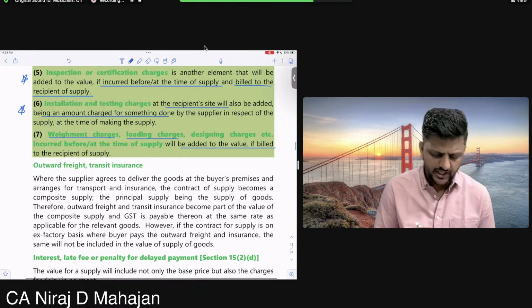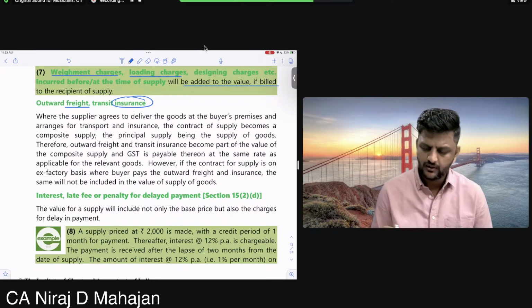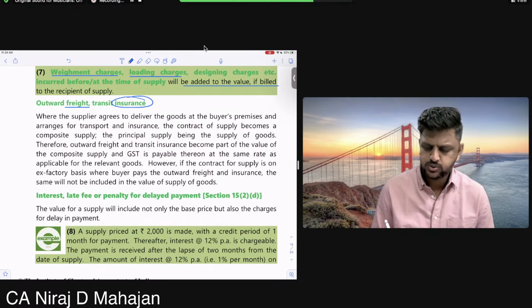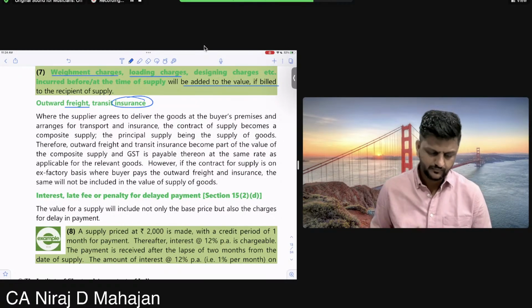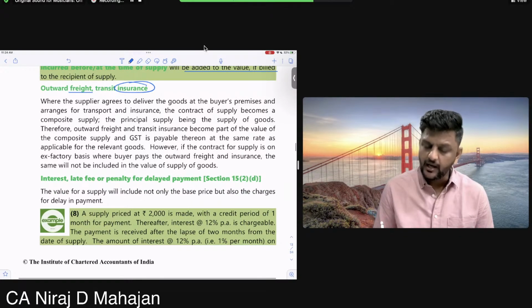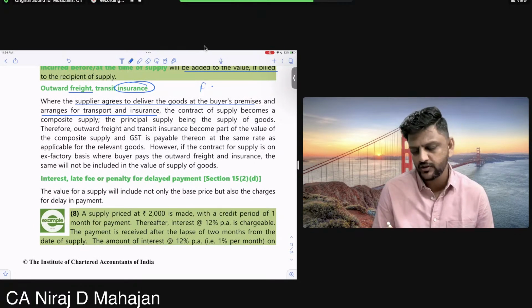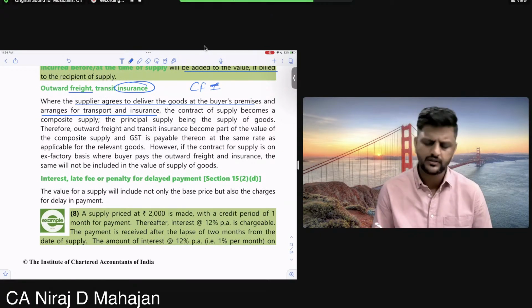Freight, obviously transport charges, insurance, obviously will be charged to the recipient. It is added in the value of supply. Okay. Done everybody? When the supplier agrees to deliver the goods at the buyer's premises and arranges for transport and insurance, freight, cost, freight and insurance, something we had. Cost, freight and insurance. Okay.